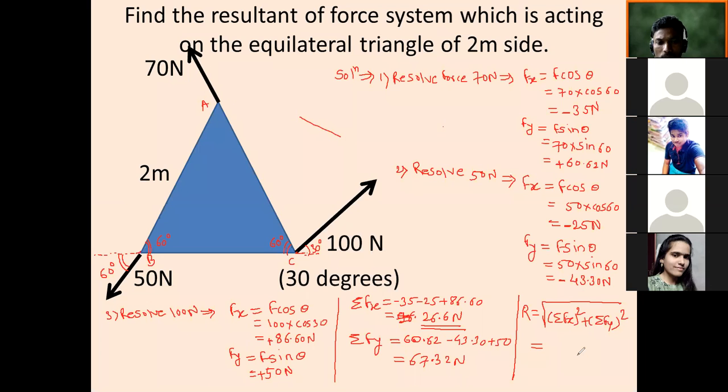Resultant R is equal to under root summation of Fx square plus summation of Fy square. Both the values are with us now. Calculate that. How much is it? 72.38. Any more answers? 72.38 Newton is the correct answer.